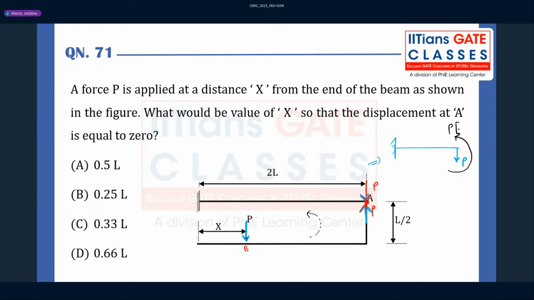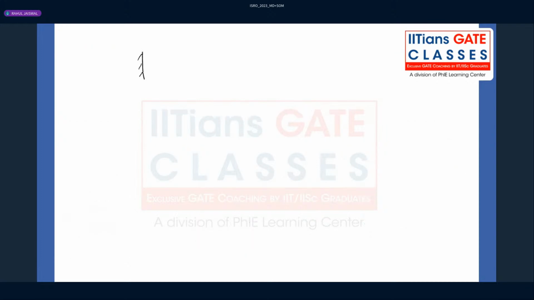Something like P into 2L minus X. I told you how to transfer the load. If you still have doubt, then go back to the lectures and see that. Now they are asking what should be the net displacement at a point A. Then what should be the answer?